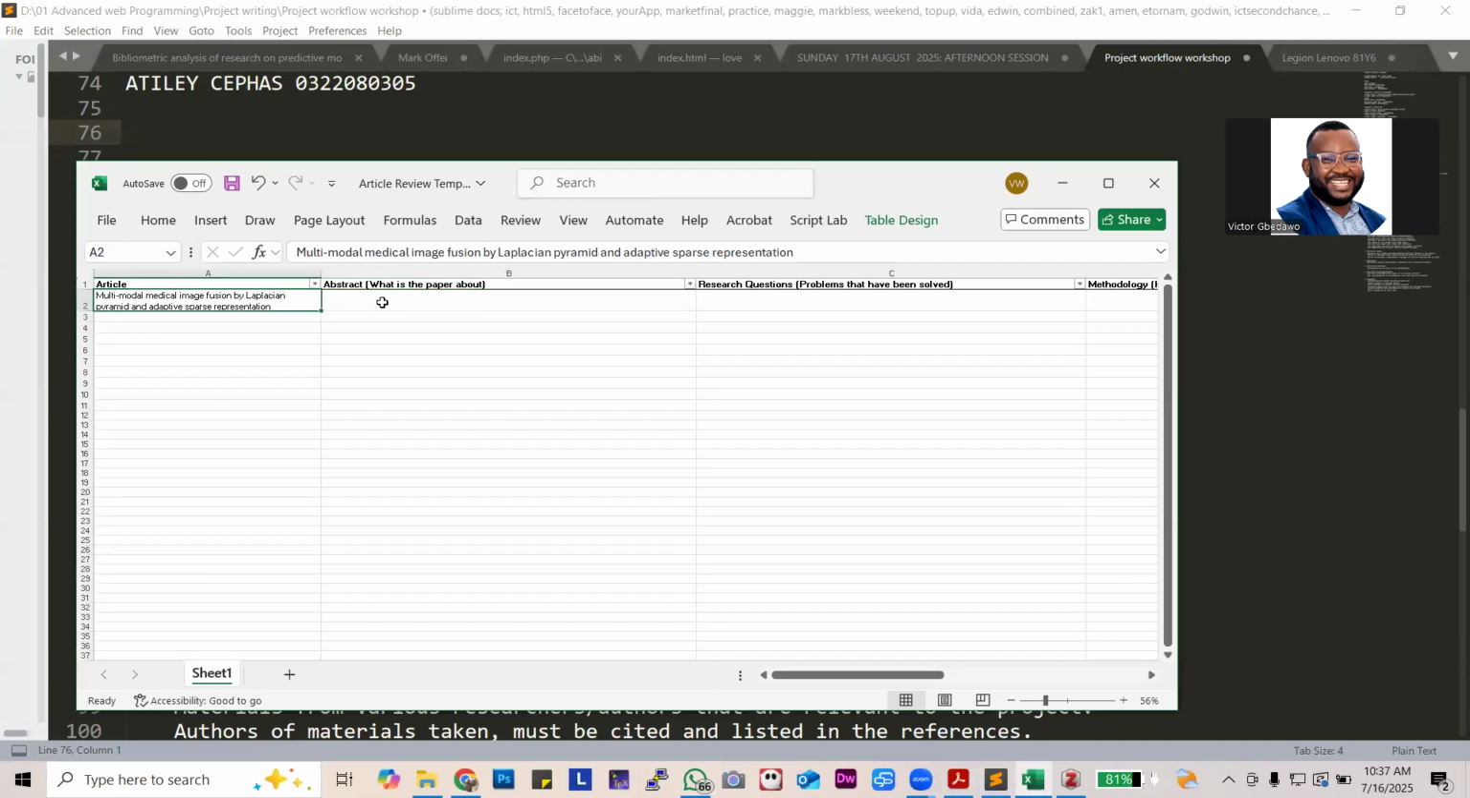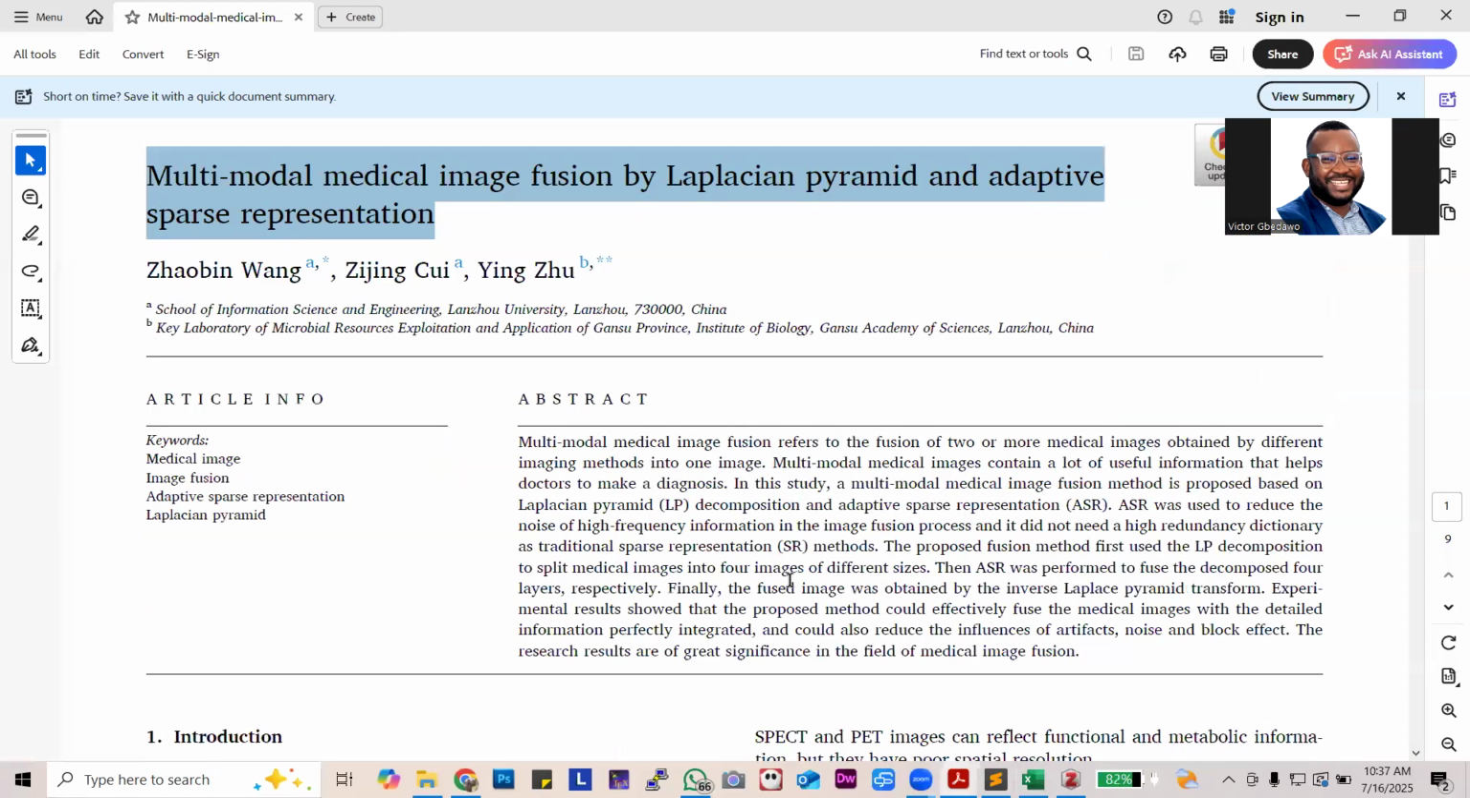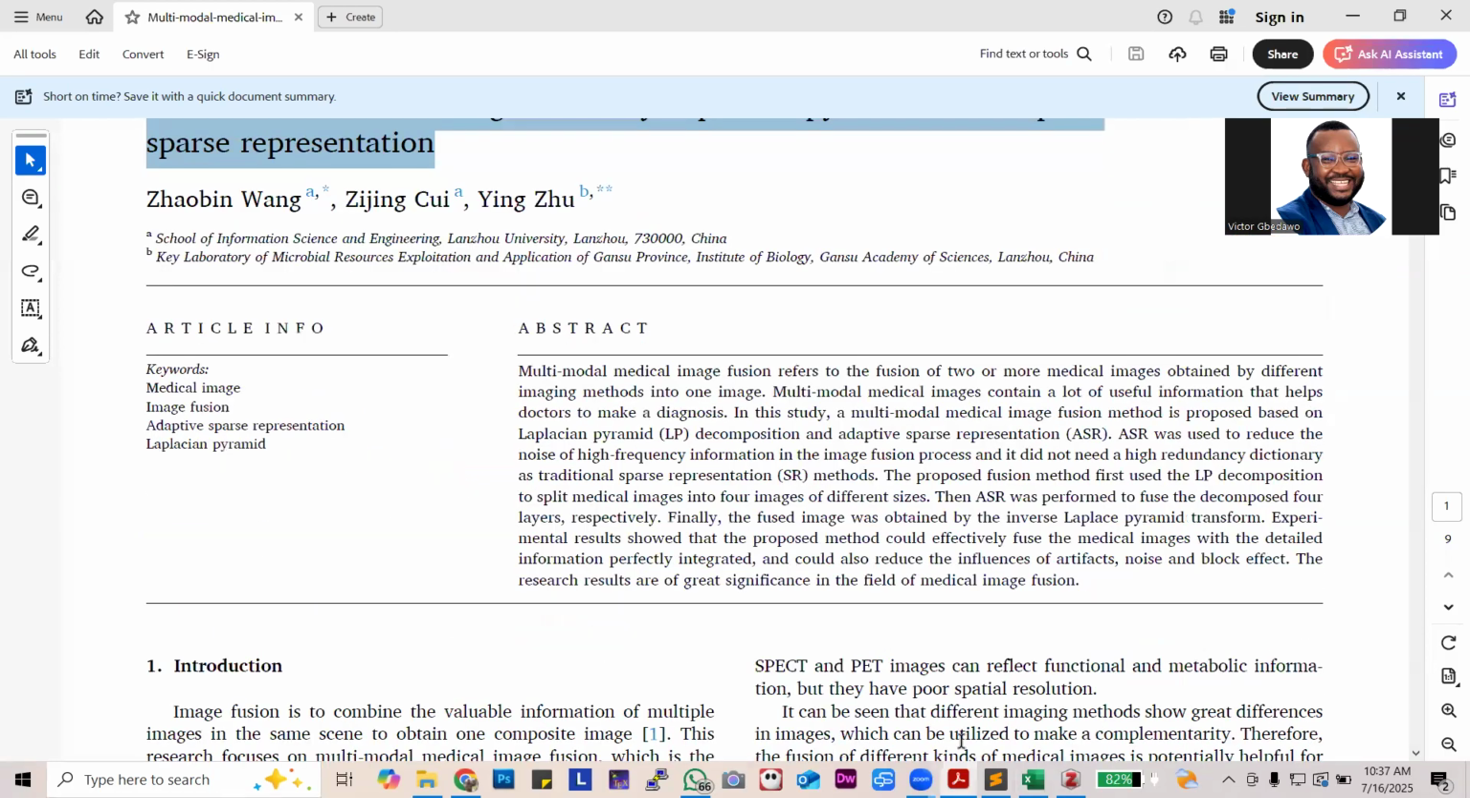All right. Now we come to the abstract. So this is the abstract. So you need to say something about the abstract. So the abstract is a multimodal medical image fusion that refers to the fusion of two or more medical images, all right, obtained by different imaging methods into one image. So meaning that there's going to be a fusion of an image or various images into one.